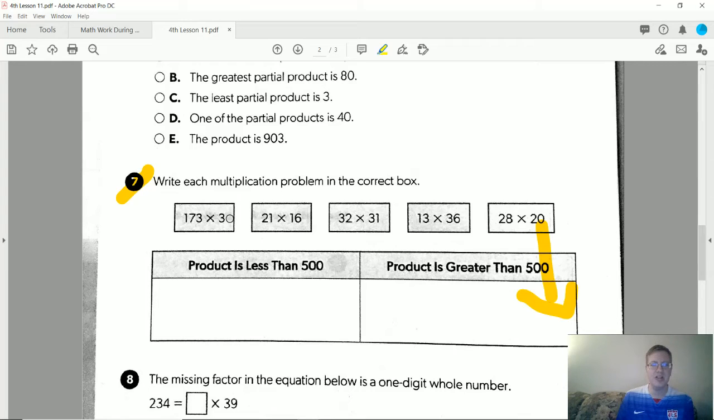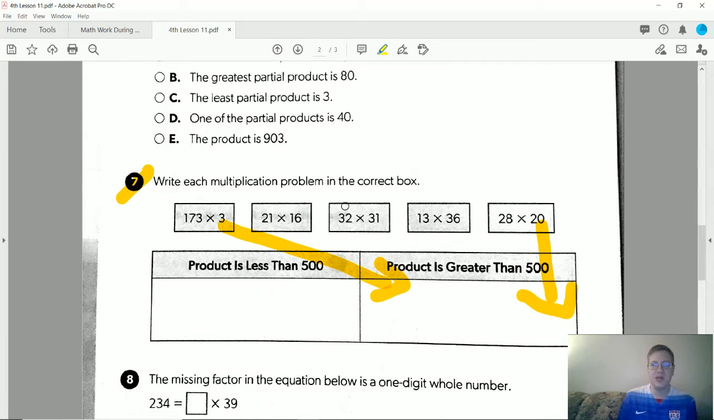Same thing with this one. If I do 70 times 3, I'm going to get 210. So once I do 3 times 100, I'm going to get 300 plus 210, which means I'm going to have an answer that is larger than 500.